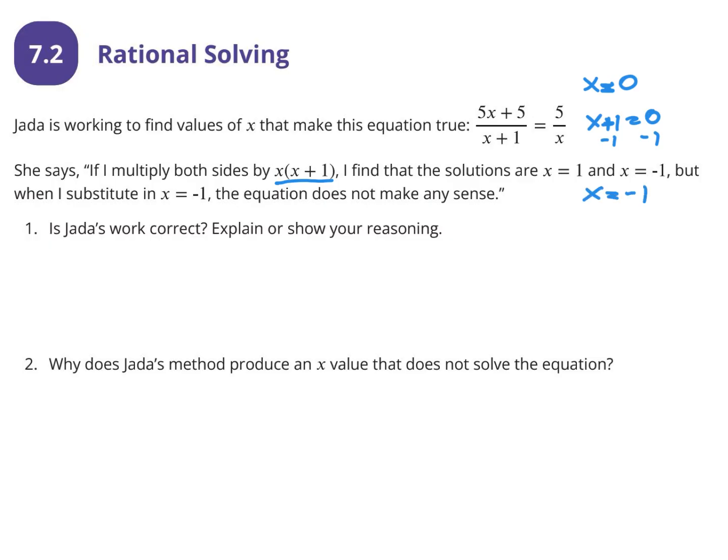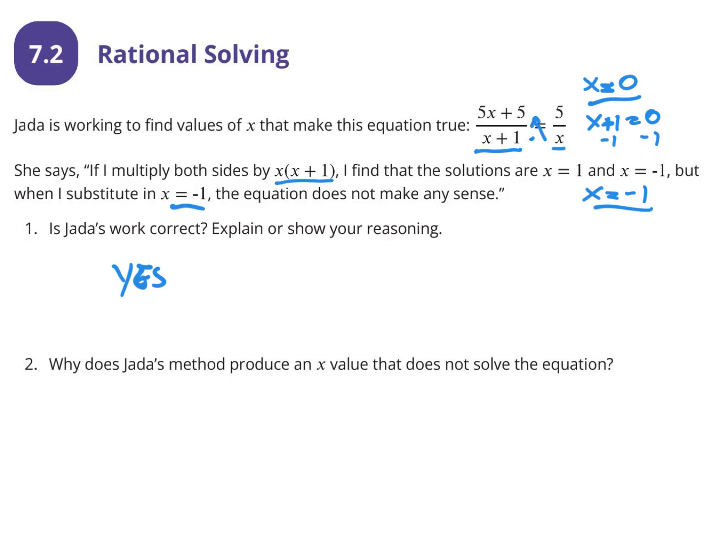When x equals negative 1, the denominator is 0. We cannot divide by 0. So these solutions will not work. If I get a solution where x is 0 or negative 1, that will make the equation not true, and so they don't work. So yes, Jada is correct. Negative 1 does not work because it makes the denominator 0 on the left. Now, let's solve and see what the actual solutions are.